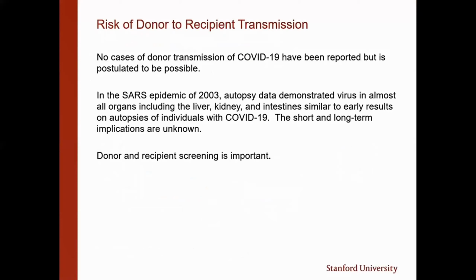Now, with regard to risk of donor to recipient transmission, there have really been no cases of donor transmission of COVID-19 reported thus far, but it is possible. In the SARS epidemic of 2003, and also in the present COVID-19 epidemic, autopsy data has shown that the virus is present in organ tissues of the liver and kidney. But the long and short-term implications of this are not quite clear. So, from our perspective, donor and recipient screening is important to ensure that transplantation can continue safely.